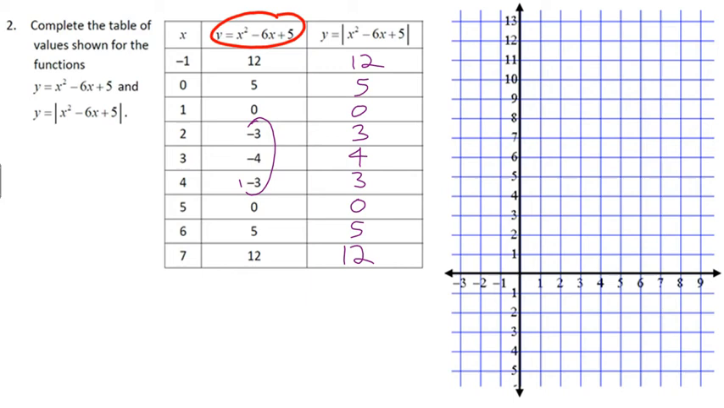So again, let's use red for this function. Okay, we're going to graph this using the table of values. So when x is negative 1, we have positive 12. When x is 0, we have 5. When x is 1, we have 0. When x is 2, we have negative 3. When x is 3, we have negative 4. That looks like the vertex there, because now we turn around back up again. At 4, we're back to negative 3. At 5, we're at 0. And at 6, we're at 5. And at 7, we're back to 12. What do I do with these points?